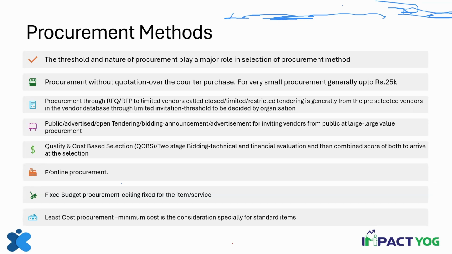Quality and cost-based selection. Now, this is also sometimes called QCBS or two-stage bidding. What is quality and cost-based procurement? Where we have to be mindful of the quality as well as the cost. So we are giving weightage to both quality and cost. We might give weightage of 60% to quality and 40% to cost, because for us, both are important. The quality of the services or the quality of that particular product which is being customized for you is also important.